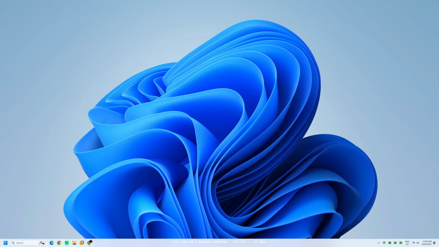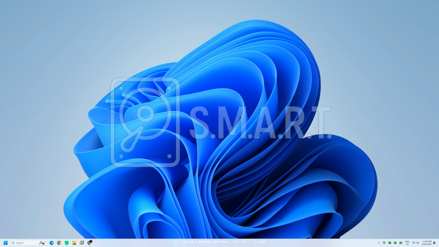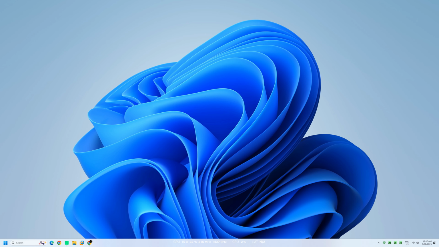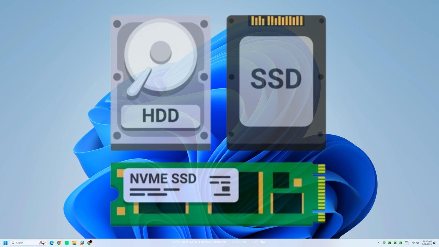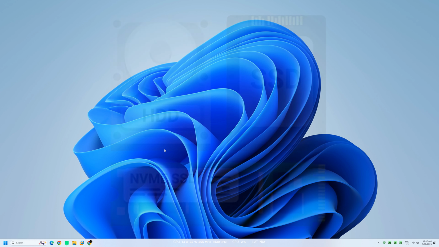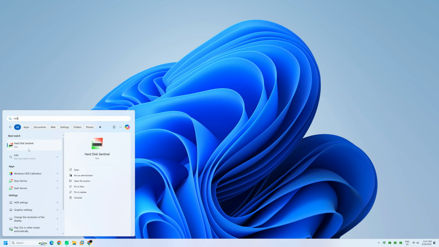In today's tutorial, we're going to learn how to read S.M.A.R.T attributes for any type of storage device, whether it's a hard disk drive, solid-state drive, or the latest NVMe drives. First, a quick background. HDDs are traditional spinning drives, slower but used for bulk storage. SSDs are faster because they use flash memory. And then we have NVMe drives, which are the fastest, running on the PCIe interface for high-speed performance.